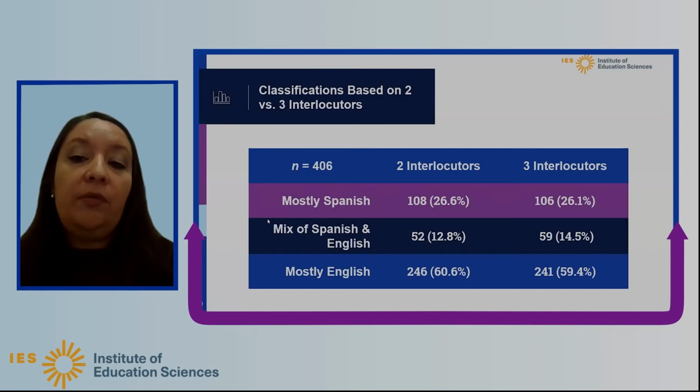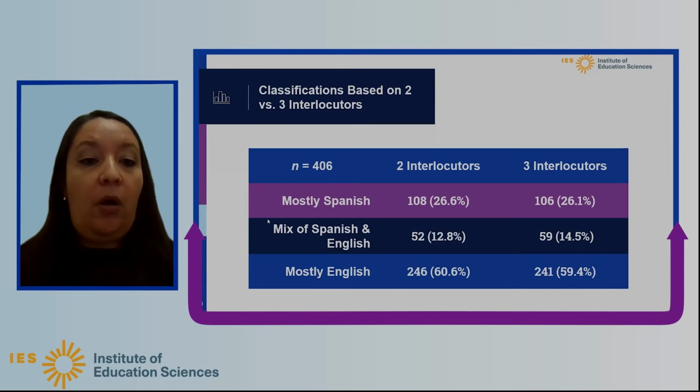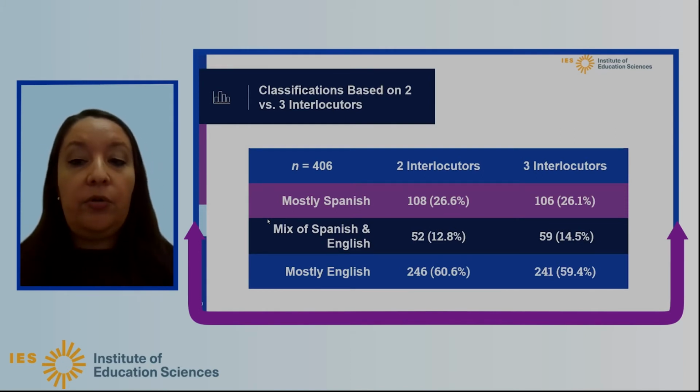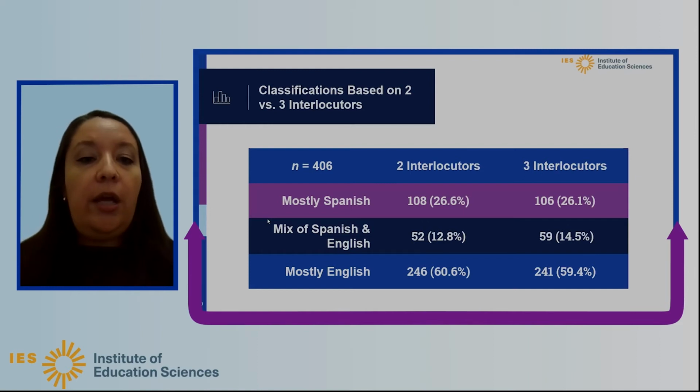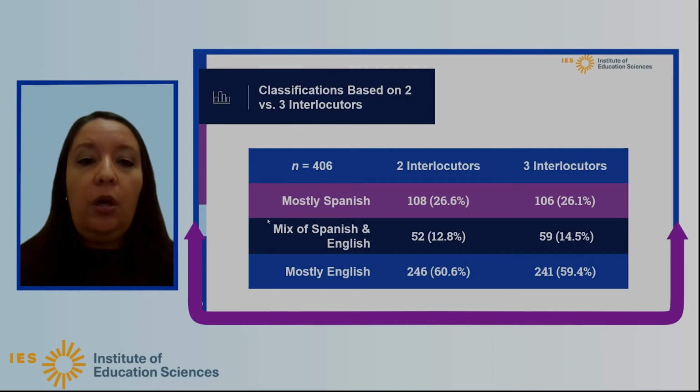When we look descriptively at the classifications using the 2 versus the 3 interlocutors, we see some slight shifts. And these are really about the mostly Spanish category and the mostly English category. You can see that those are slightly higher when we're using information from 2 interlocutors versus 3. And for the mix of Spanish and English group, that percentage is slightly higher when we use information from 3 adults versus 2.